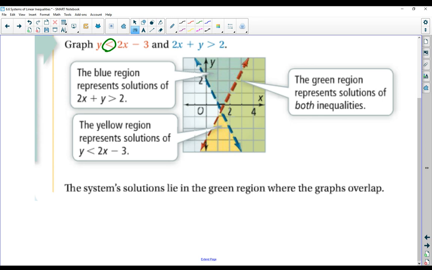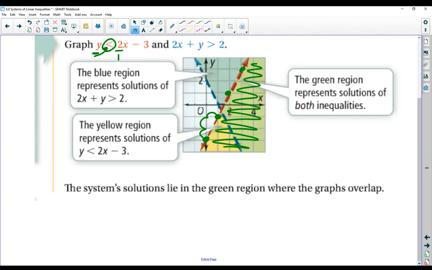So we started at negative 3, and our slope is 2 over 1, so they went up 2, to the right 1, put their next dot, and continued that until they got all the way through. And because the y is on the less than side, they shaded everything below that line. That's actually the yellow in this picture.